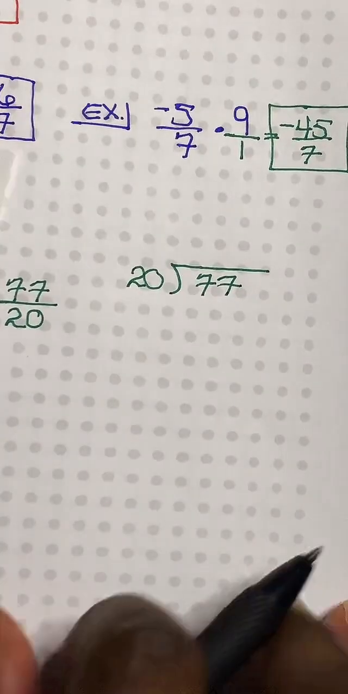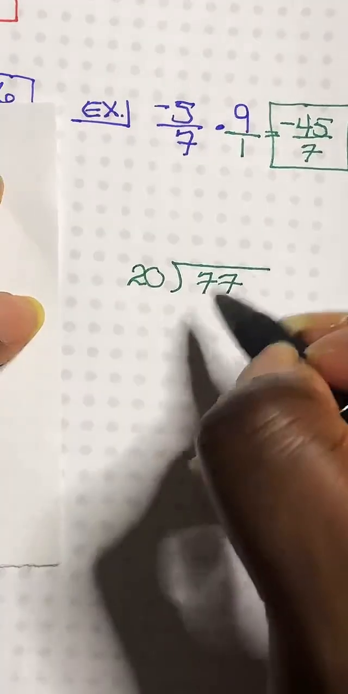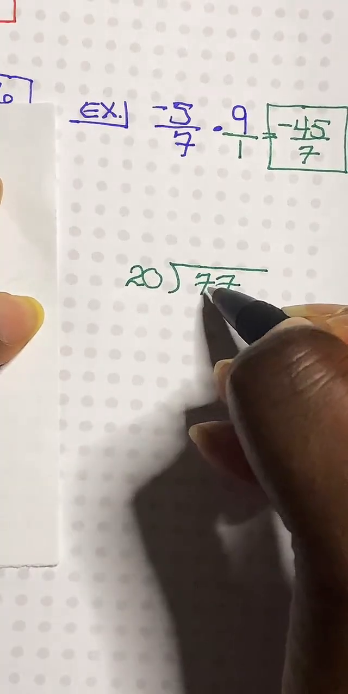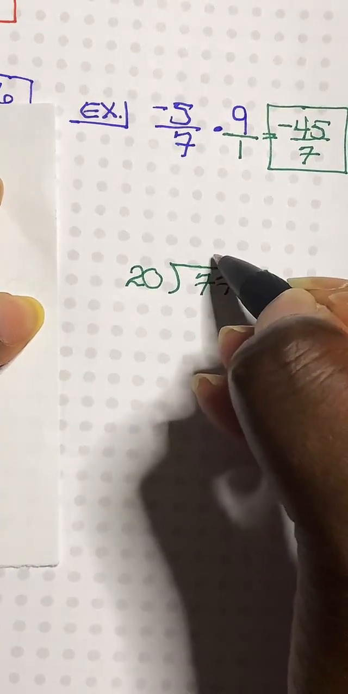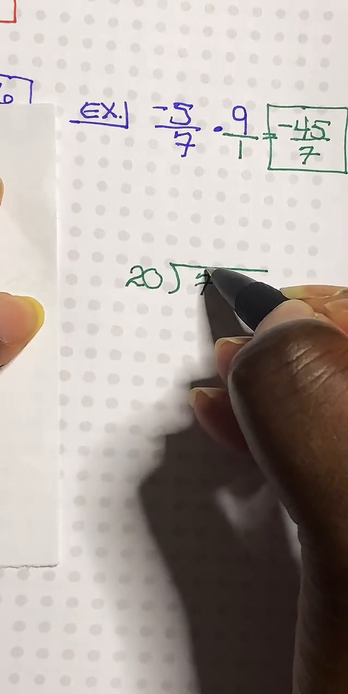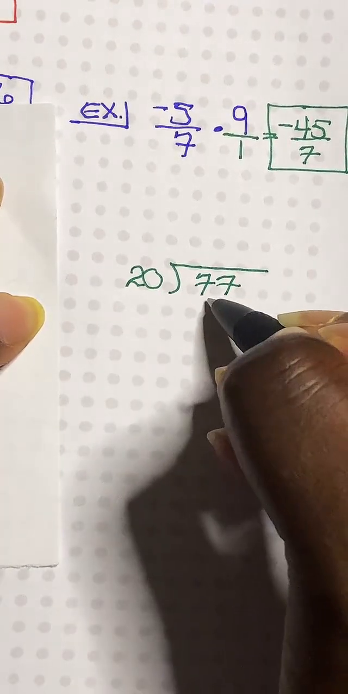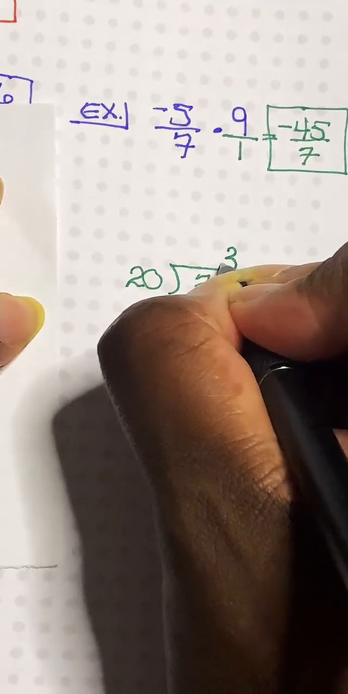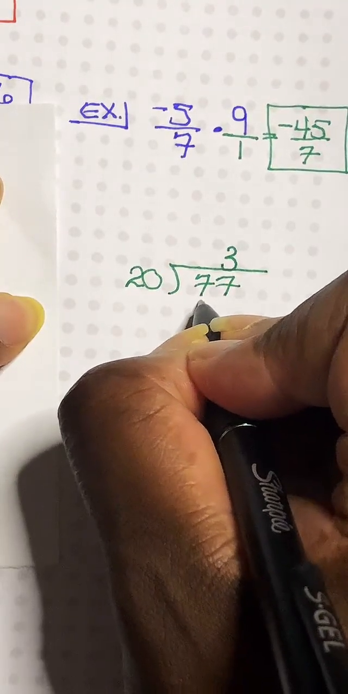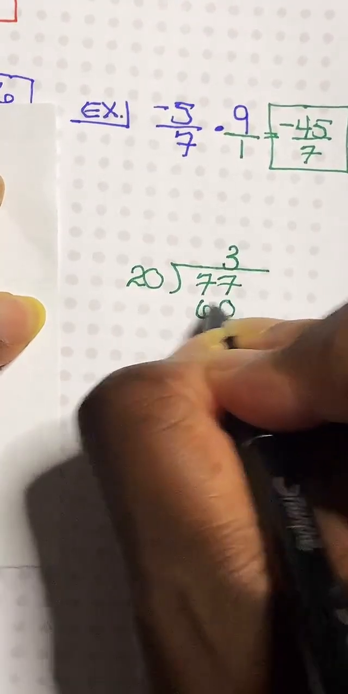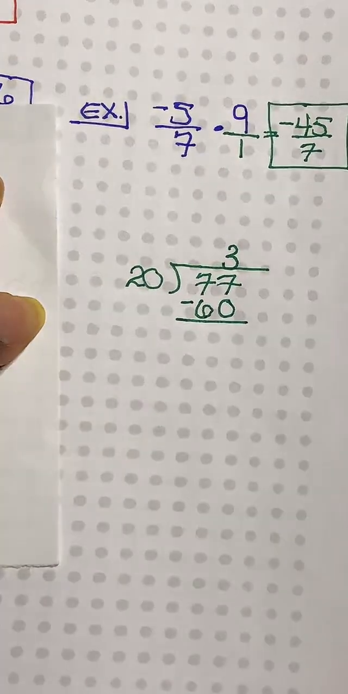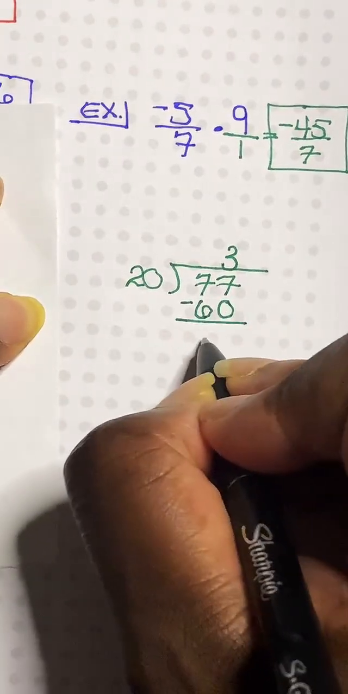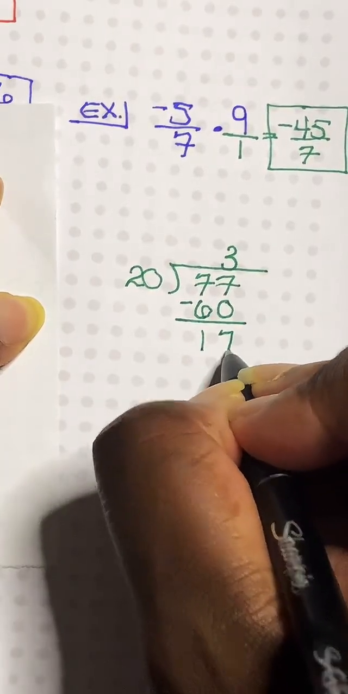Okay, so we have our 77 divided by 20. So now let's look. How many groups of 20 can go into 7? None. But we don't have to put the 0 here. It gets distracting. But how many groups of 20 can go into 77? Hopefully you're saying 3. So 3 times 20, that gives me 60. When I subtract, here's my 1, here's my 7.